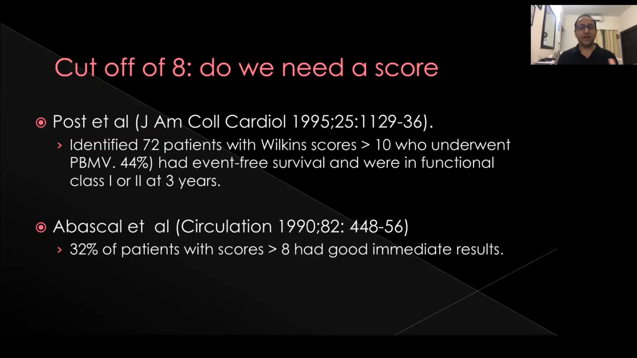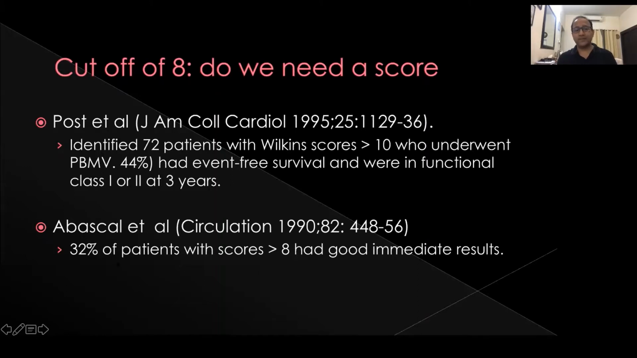Now, there has been a lot of debate about the utility of this cutoff of 8 for Wilkins score, and there are studies by Post et al. and Abascal et al. in the 1990s, and they've said that even with a Wilkins score of more than 10, about 44% of patients had pretty good results post BMV, and we see this every day in our cath labs where we are doing BMVs even in a so-called Wilkins score of more than 10, or about 10 to 12.